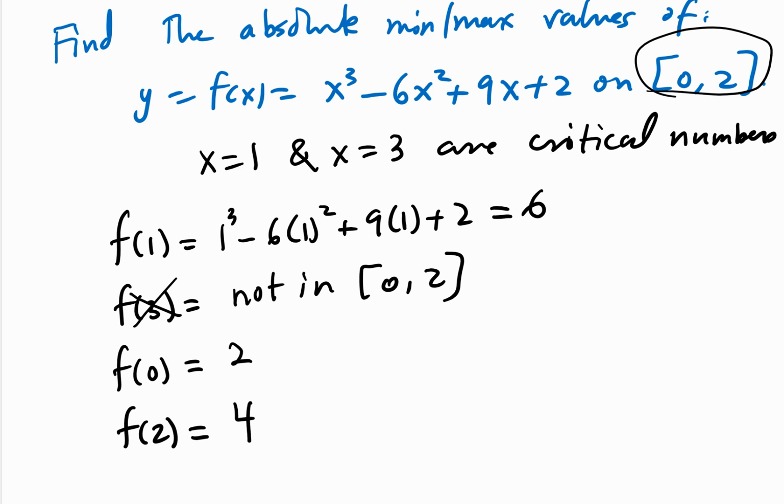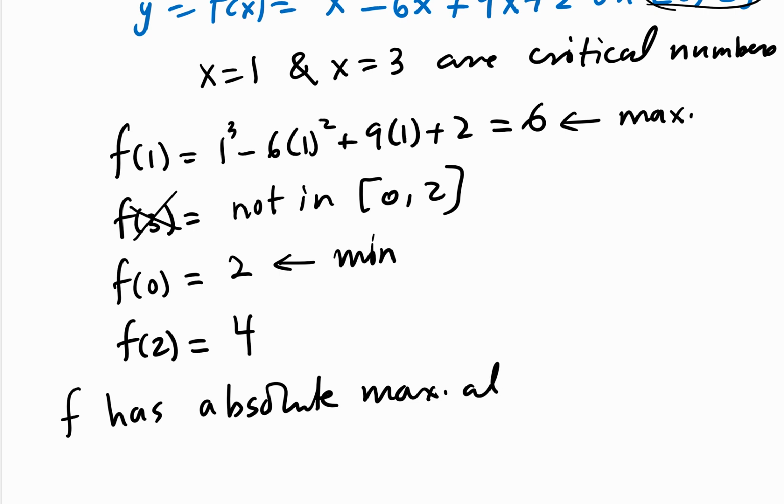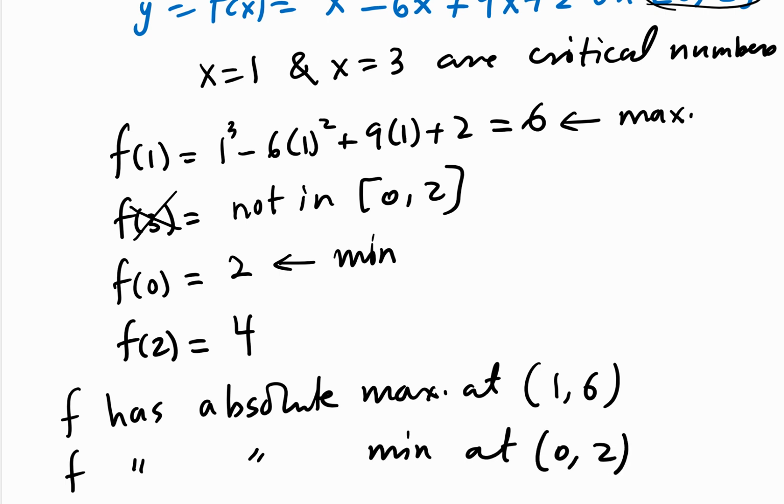Just substitute it in. Which one is the highest? This is the max, the maximum value. This is the lowest value, the minimum. So f has an absolute maximum at (1, 6), when x is 1, y is 6, and f has an absolute minimum at (0, 2).